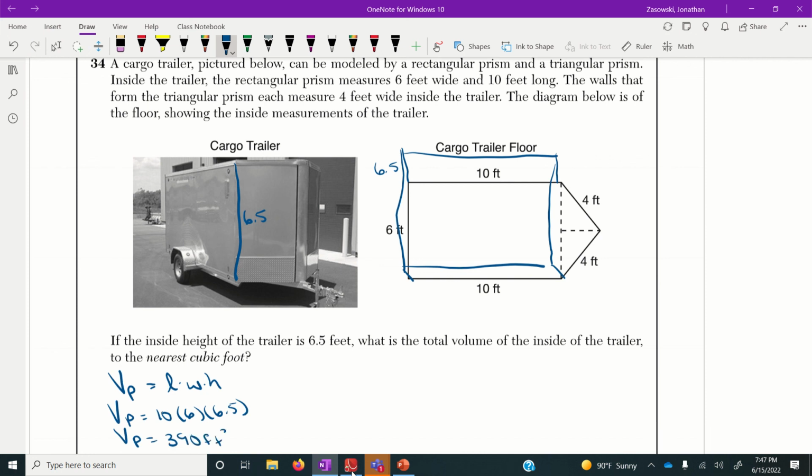And that's now feet cubed. Okay. However, this part is going to be a little bit tougher. So keep that in mind. Because in order to do a triangular prism, we need the area of the base, 1/2 base times height. So I'm just going to undo all the red stuff I just made.